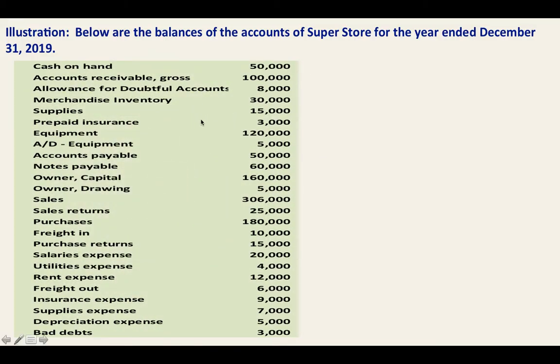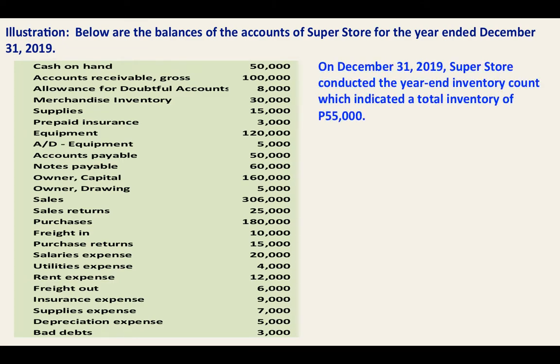Class, here we have the balances of Superstore for the year ended December 31, 2019. These balances consist of the accounts that we have already learned. The new accounts on the balances are sales, sales returns, purchases, freight in, purchase returns, and freight out. These are the accounts that we are going to use in the preparation of the financial statements.